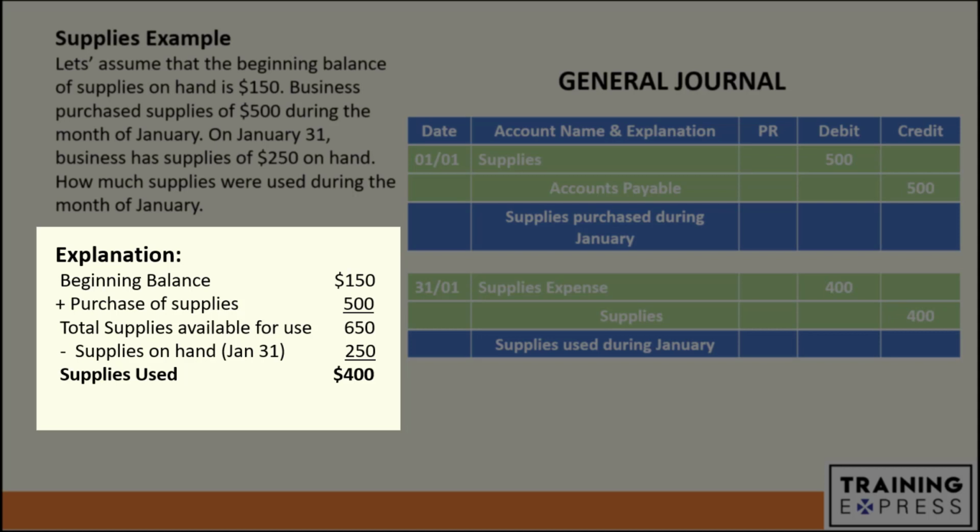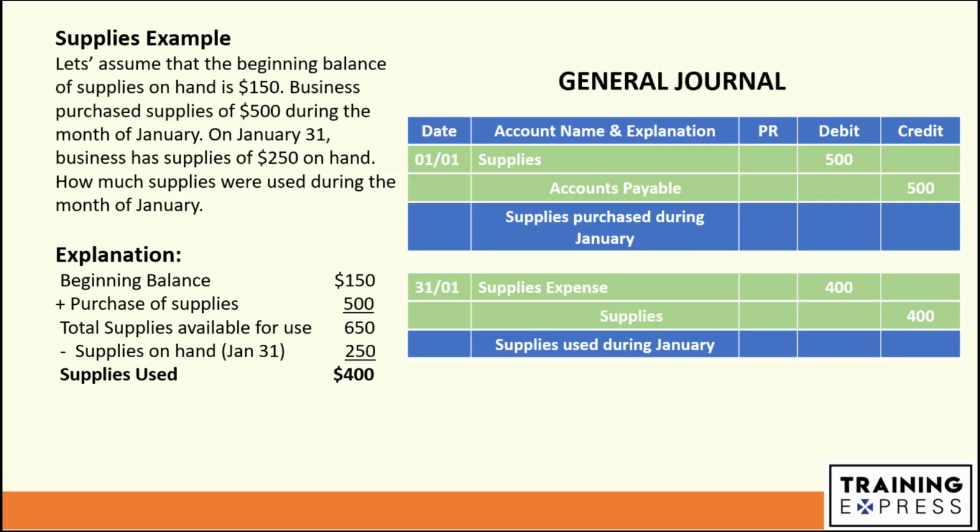Explanation. Beginning balance is $150. We will add purchases of supplies during the month of January, $500. So total supplies available for use is $650. From this $650, we will minus the supplies on hand on January 31, which is $250. So this way we can calculate how much supplies were used during the month of January, and that is $400.